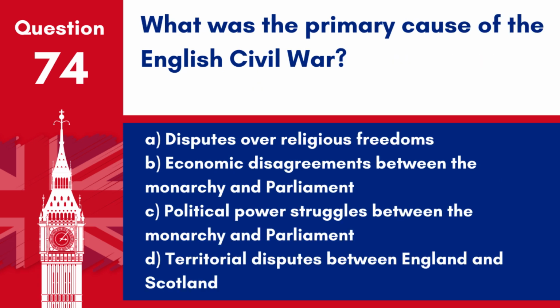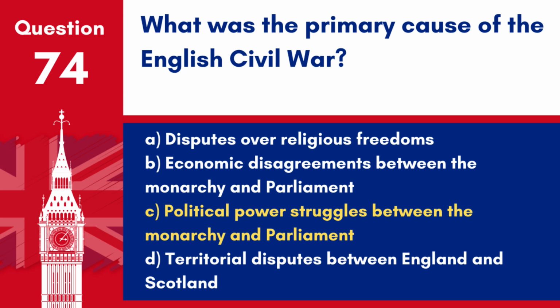Question 74. What was the primary cause of the English Civil War? A. Disputes over religious freedoms. B. Economic disagreements between the monarchy and Parliament. C. Political power struggles between the monarchy and Parliament. D. Territorial disputes between England and Scotland.